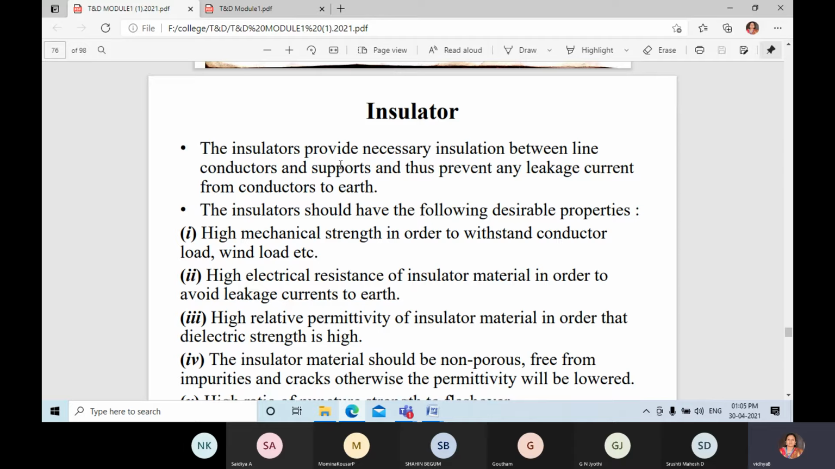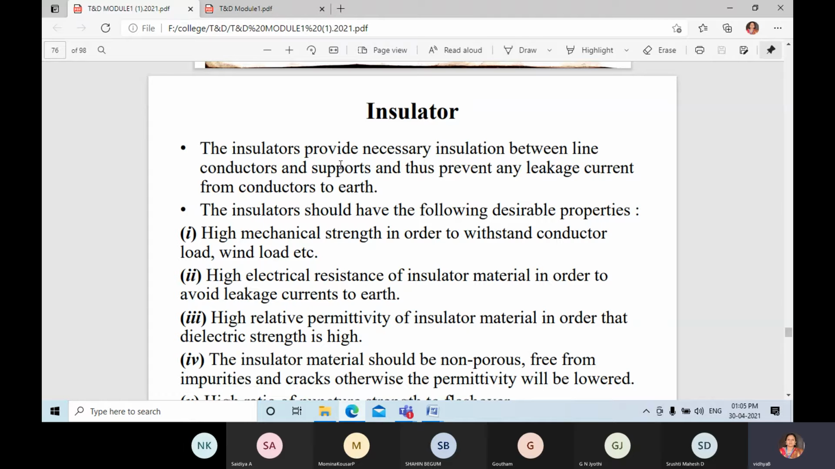If the insulator is not strong, or its mechanical strength is weak, and the conductor weight is more, then the insulator will fall down. That should not happen. So, high mechanical strength in order to withstand conductor load and wind load, etc.